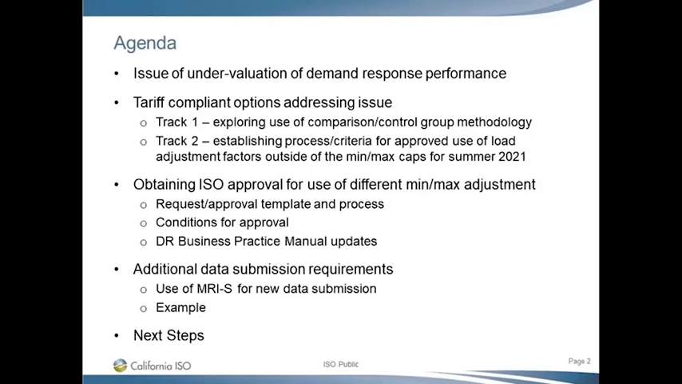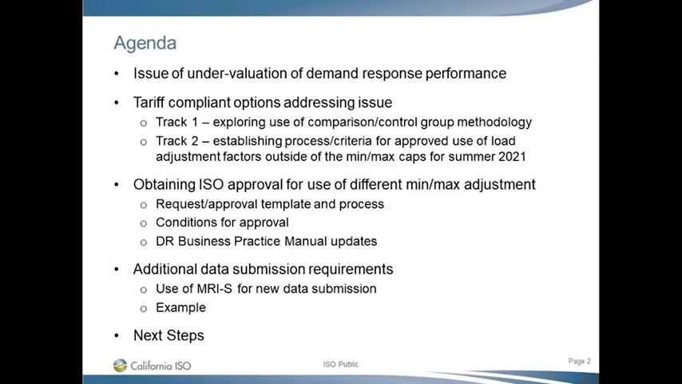So of the track two option, we're really going to start looking at the details of how our stakeholders can obtain approval for the use of different minimum max adjustments. And we'll go into detail on how to go about getting that approval, including the request process and some of the conditions we're setting out for approval. And then just to let you know, there are going to be updates to our DR business practice manual to reflect these. And the last item that we will get into is some of the detail, and I guess we could call it implementation detail of this option.